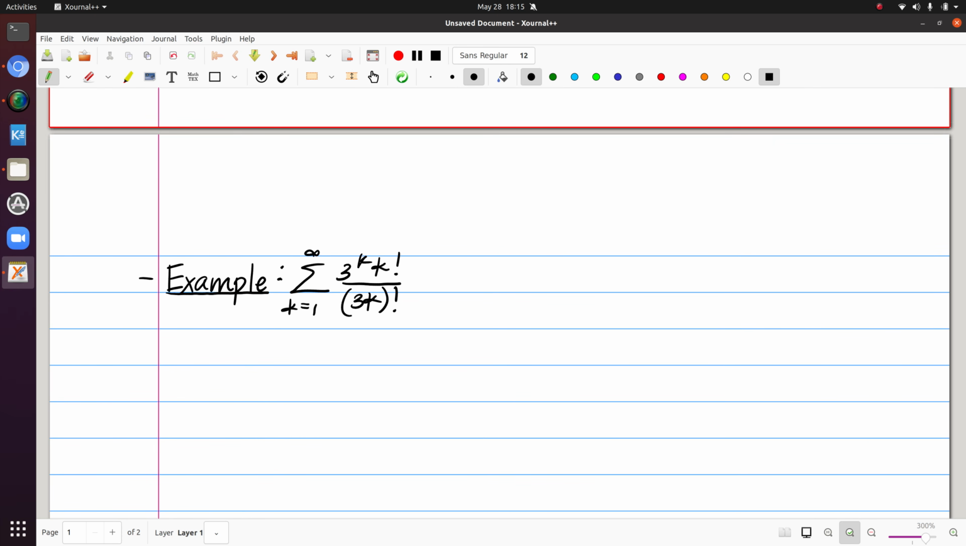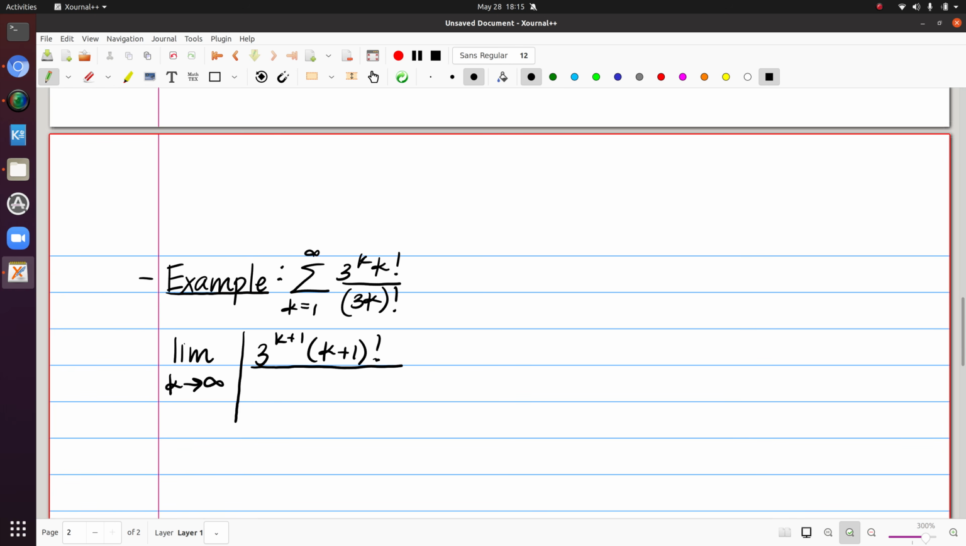So here's a slightly more complicated looking series. Again, notice the factorials. So that might nudge me toward using the ratio test. And so let's just jump into that and think about how we found the next term before. Again, take every k and replace it with k plus 1. So our next term should look like this.